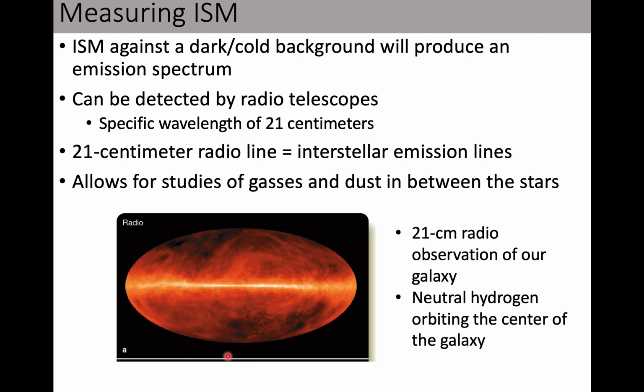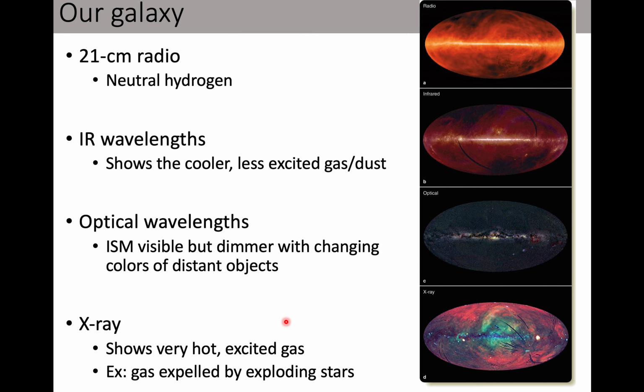Here's an image of the radio wavelength of our galaxy. This is the 21 centimeter radio observation. Using a telescope that's just observing wavelengths of 21 centimeters, we're actually able to see this neutral hydrogen orbiting at the center of the galaxy. So that's a lot of hydrogen right there. And we are able to observe all of this ISM. I have other versions of that same image. This top one is the one we just saw. This is our galaxy in that 21 centimeter radio wavelength.